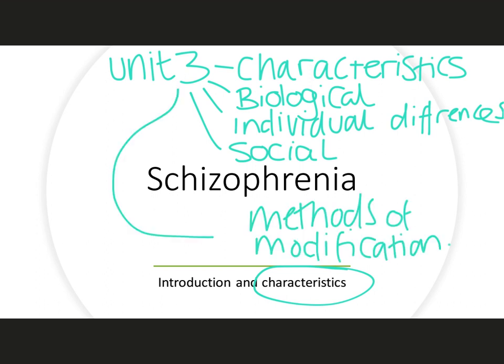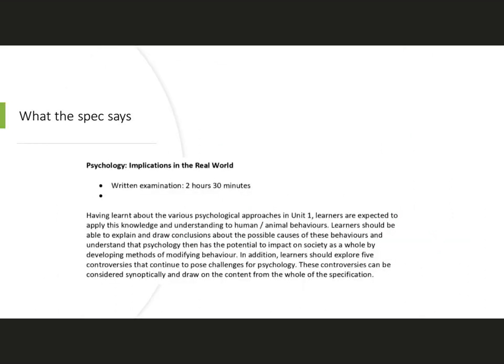So these notes that I've just made will go alongside all of the different behaviours that you are learning. So the first one that you will be learning is schizophrenia, which we're going to cover in this lesson, focusing on the characteristics. So this is part of your A2 studies, and it is the section where you are looking at implications of the real world. There is a 2.5-hour exam for this assessment.